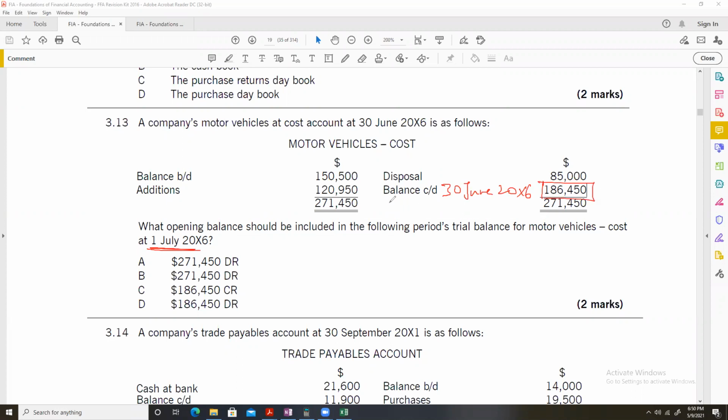Now, this closing balance will become the opening balance for the next accounting period. The very next day, 1st July 2006, this will become the opening balance. Balance brought down: how much? 186,450. So this is the correct answer. 186,450 debit. And why debit? Because assets normally show debit balances. So the answer is 186,450 debit.